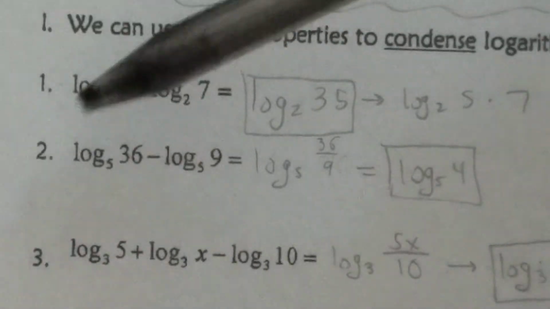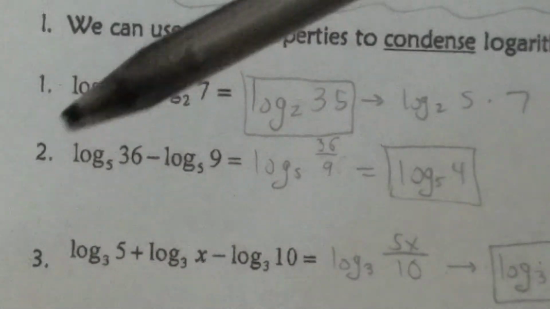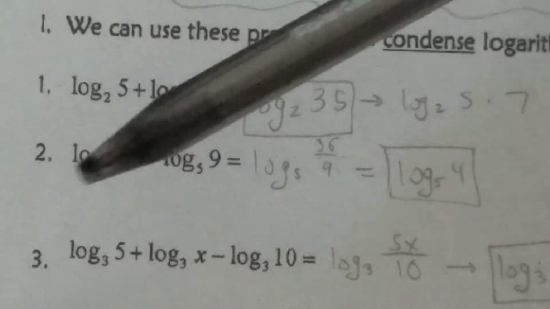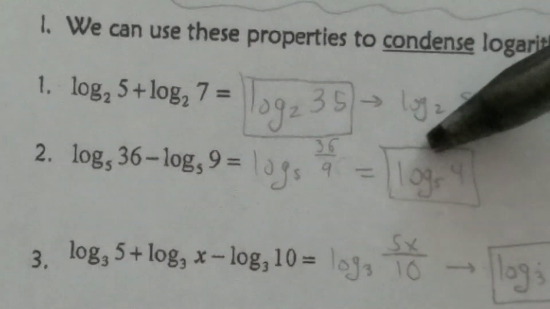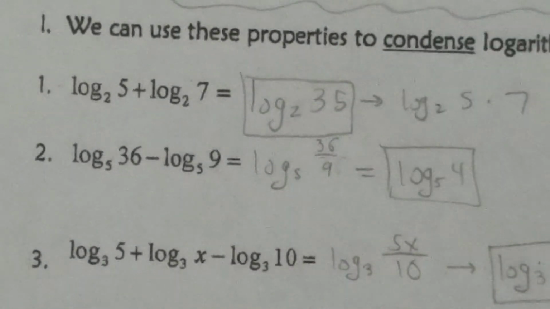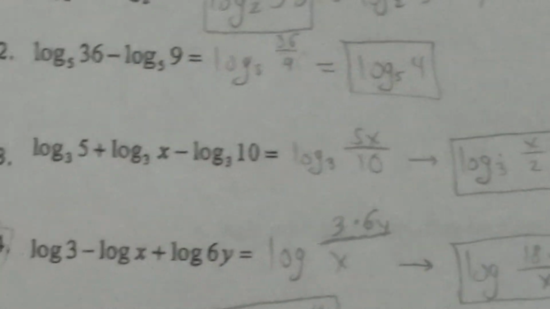Next one, same exact thing: log base 5 of 36 minus log base 5 of 9. Is it the same base? 5 and 5, yep, good. Now 36 and 9: it's a minus sign, so we have to divide. Log base 5 of 36 over 9. The final answer is log base 5 of 4. Not 4th power, but just 4.